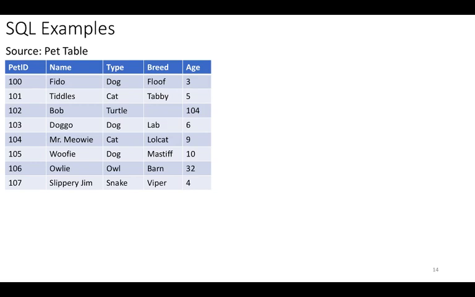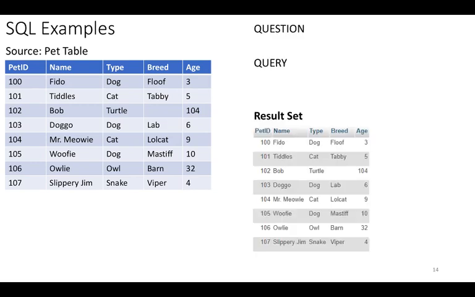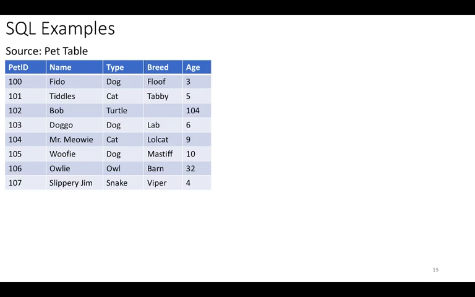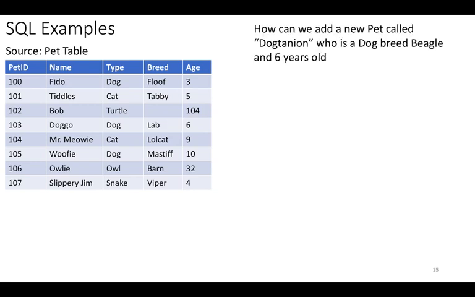We'll be using our usual pet example for SQL examples, where we ask a question, a query, and then you'll have a look at the output. That's the kind of way we'll go through it. So we have our pet table. We already have some details in there. And the first thing we want to do is add a new pet. How can we add a new pet? We want to call it Dogtanian. It's a dog. Its breed is Beagle, and it's 6 years old.